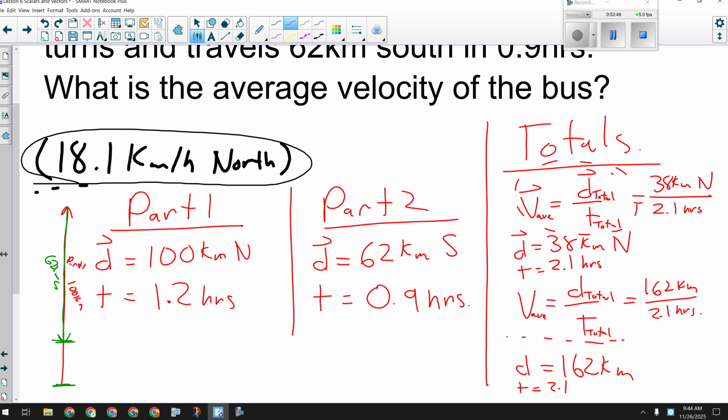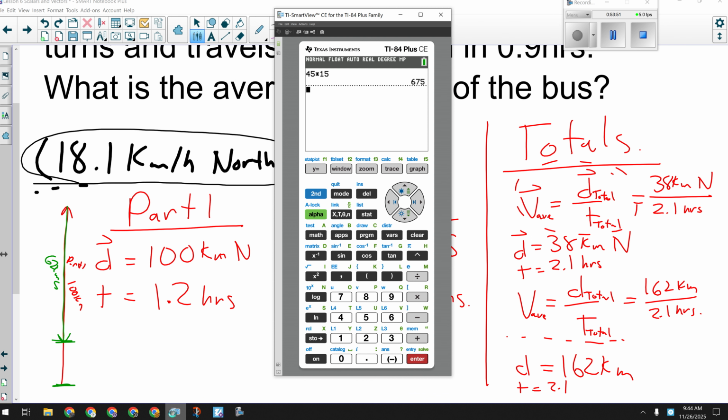Okay, so 162 divided by 2.1. Those numbers are quite a bit different, right? The speed's a lot faster. 77 kilometers per hour versus 18.1, and it's the same trip. How is it I'm going so much faster when I talk about my speed than when I talk about my velocity?